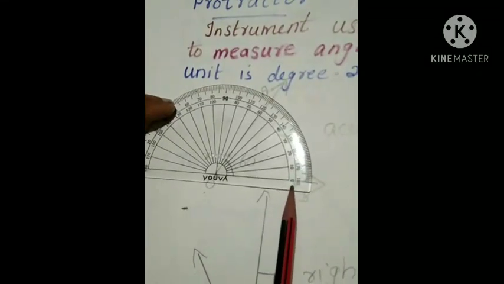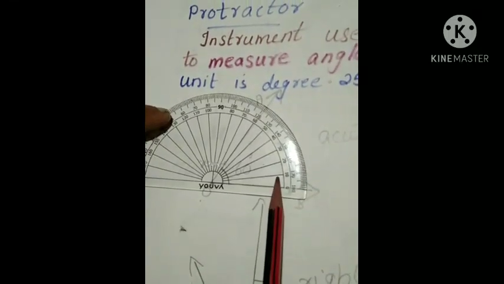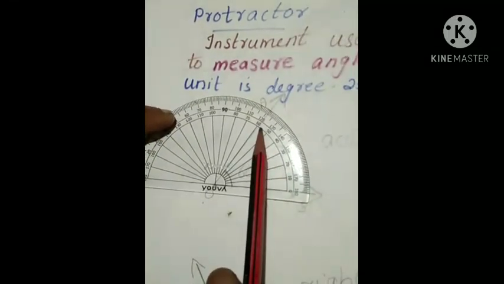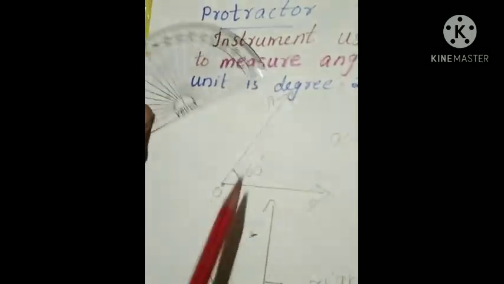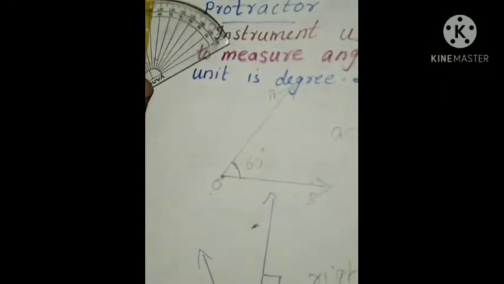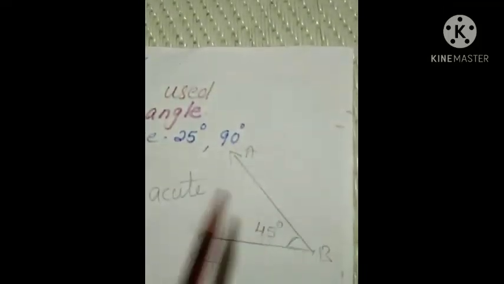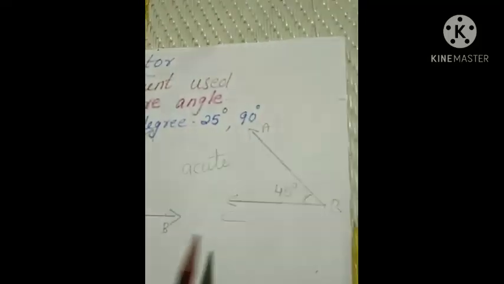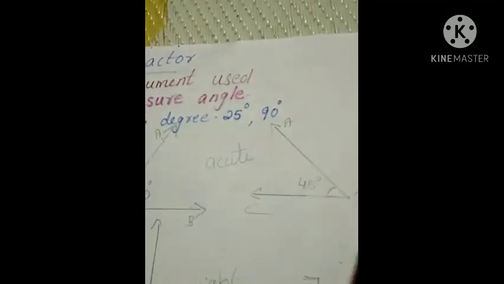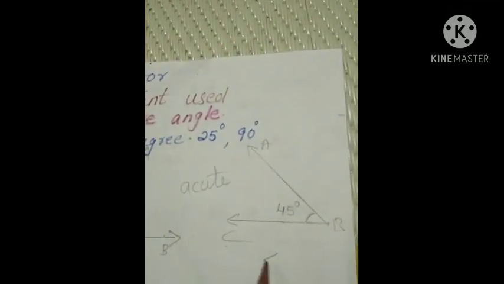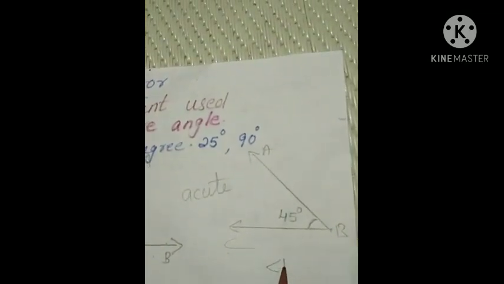Therefore, we can measure from the right side: 0, 10, 20, 30, 40, 50. This is at position 60. Therefore, we can write the angle as 60 here. Now, this is another angle. What is its name? Angle ABC or angle CBA. The angle symbol is this one. Angle ABC.